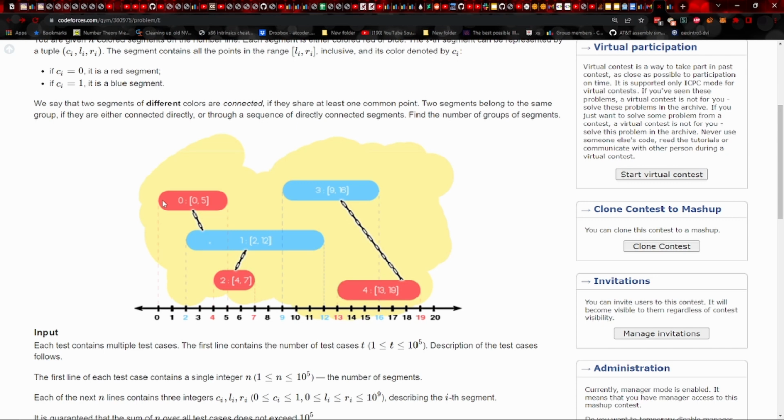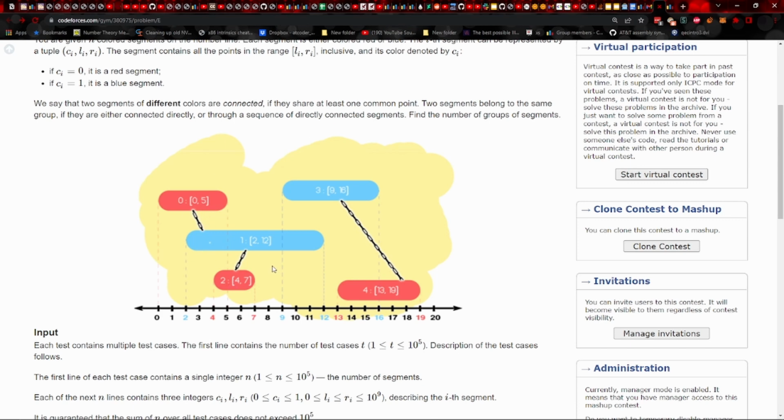This is a binary assignment, and for every pair of segments in the given set, we perform the following operation. If the segments are of different colors and they intersect each other, then these two segments are connected to each other and they become part of the same group.